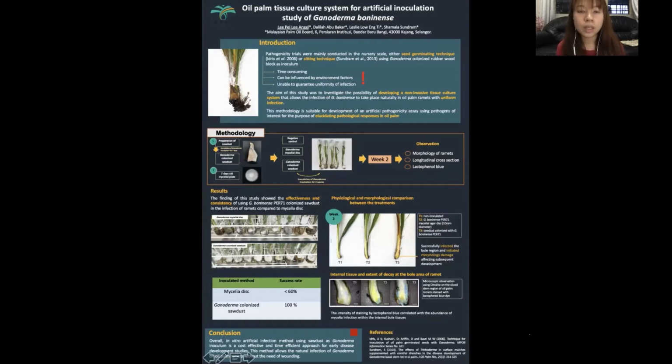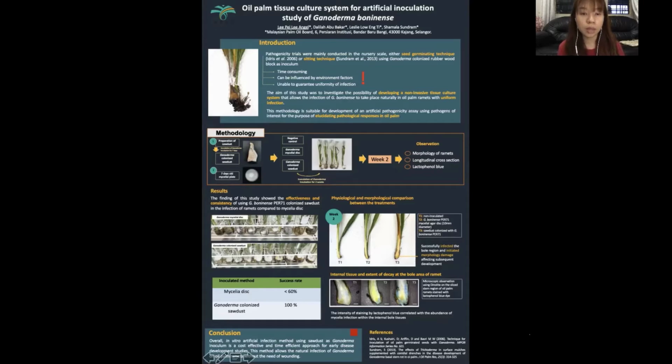Therefore, many studies have been conducted using in vitro approaches to avoid this problem. The problem is that it is very hard to guarantee the uniformity of the infections, and therefore people are using wounding and the pressure method to guarantee this. Therefore, my aim in this study was to investigate the possibility of developing a non-invasive tissue culture system that allows the infection of Ganoderma to take place naturally in oil palm ramets, with uniform infections.